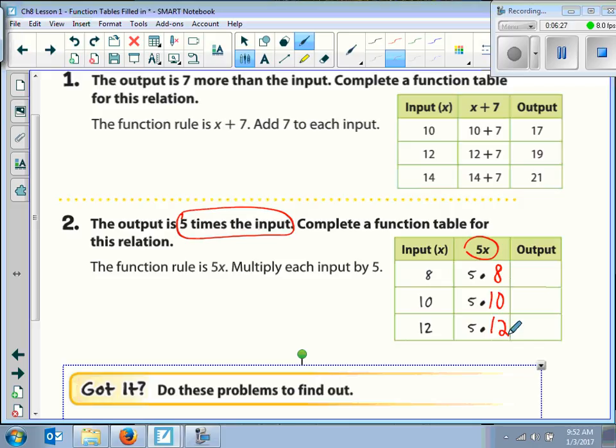So once we substitute in, now we simplify to get our output. So 5 times 8 is 40, 5 times 10 is 50, and 5 times 12 is 60.